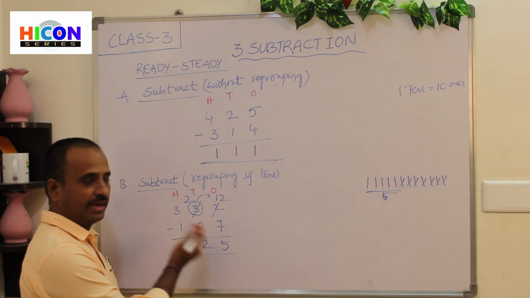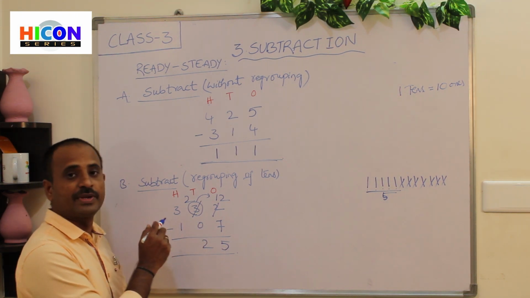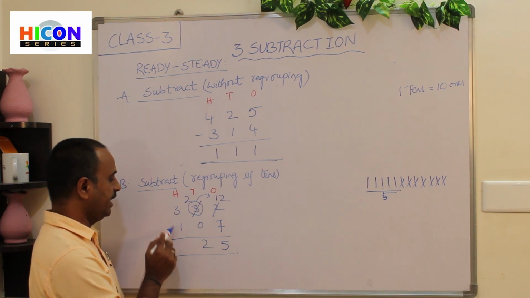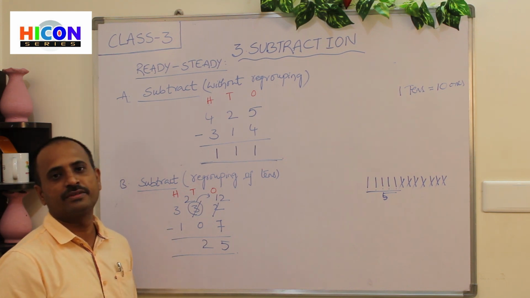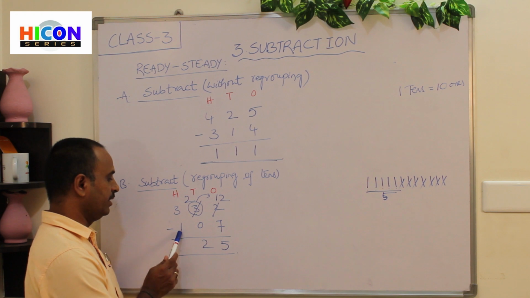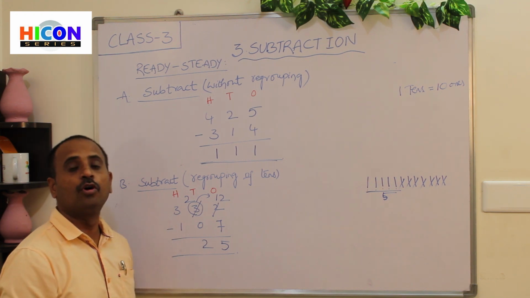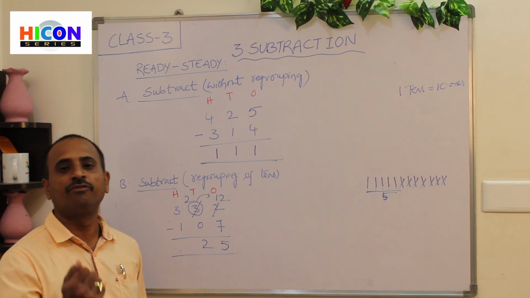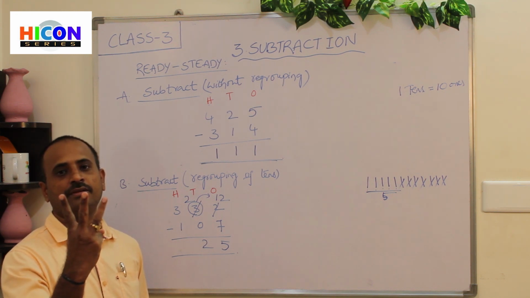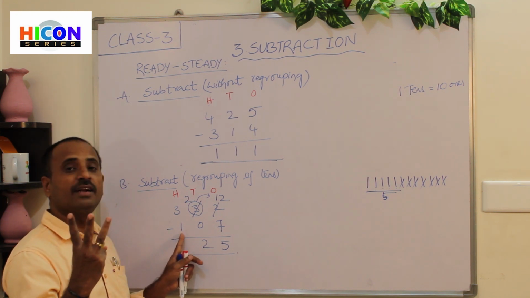Next, go to hundreds place. What are the digits present under hundreds place? 3 and 1 are present under hundreds place. Now subtract 1 from 3. So what is the first number here? 3. So open 3 fingers of your hand. 1, 2, 3. So what is the second digit under hundreds place?